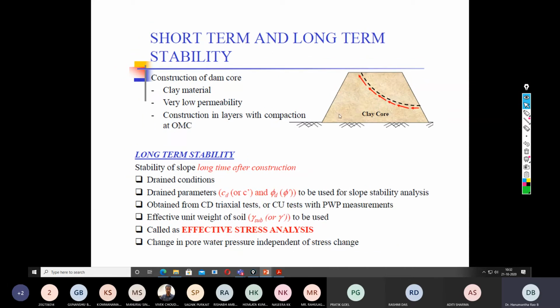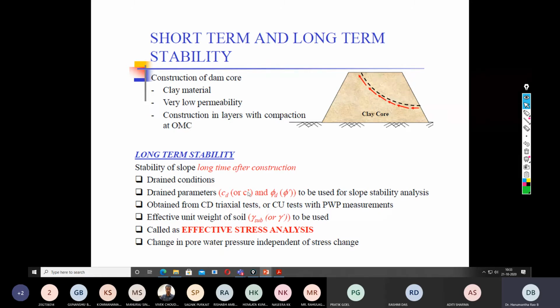Next, the long-term stability. So long term means we allow water to completely dissipate from that particular location. So once there is no water, that particular condition is called a drained condition. So here, for long-term slope stability analysis purposes, you should use the drained parameters, that is CD, where D designates drained. CD or C dash, or Phi D or Phi dash.